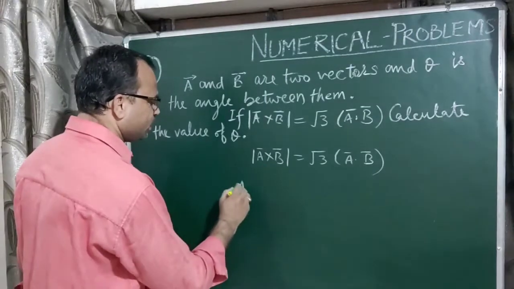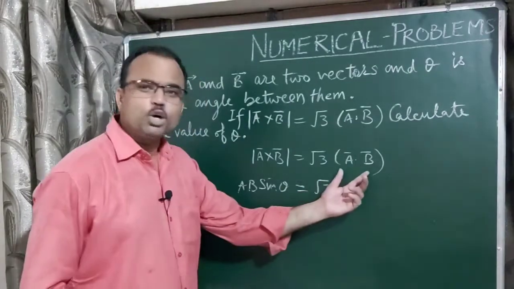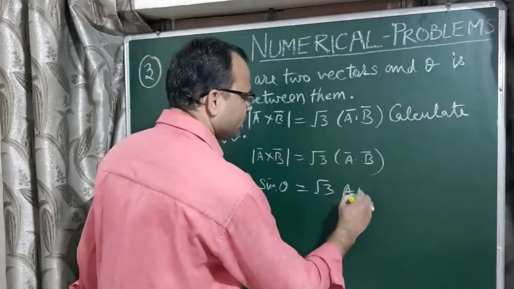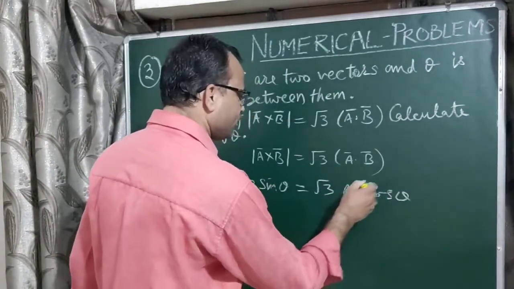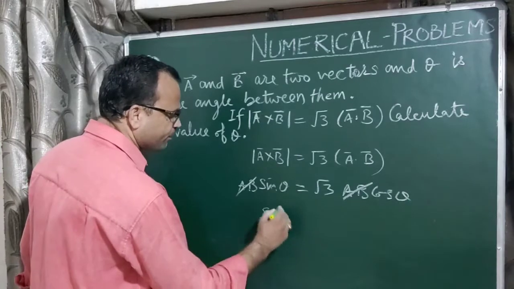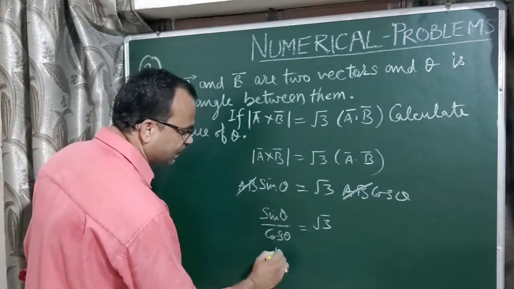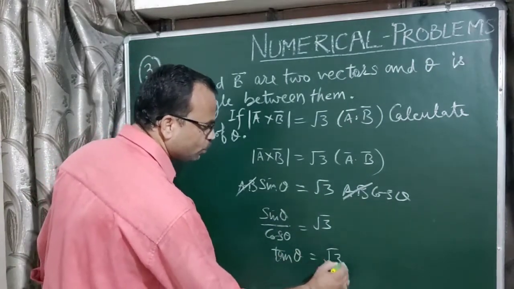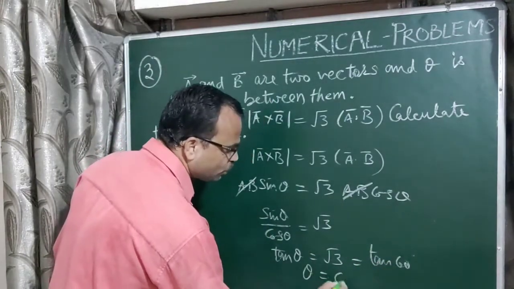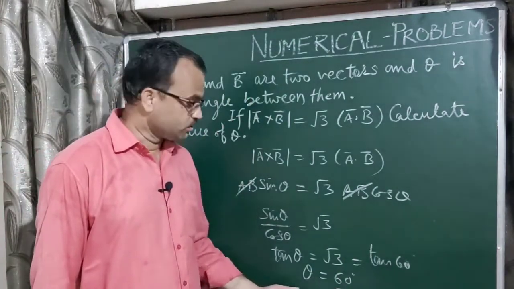So |A cross B| is equal to AB sin theta, equal to under root 3 times A dot B. Dot product formula is A dot B equal to AB cos theta. So here AB cos theta. Okay, AB cancels. Cos theta moves to the left side. So sin theta upon cos theta is equal to root 3. Sin theta upon cos theta means tan theta. So tan theta equals root 3. Its value is tan 60. So we can write theta equal to 60 degrees. It means the angle between A vector and B vector is 60 degrees.